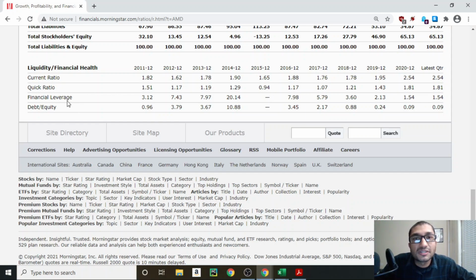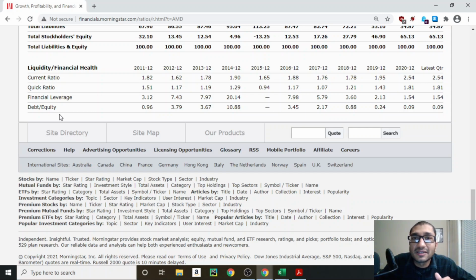The financial leverage is the ratio of the company's total assets to its shareholders' equity. A higher financial leverage ratio means that the company is financing more of its assets by using liabilities such as debt. Back in 2011, the company's financial leverage was at 3.12, and it grew all the way to 20.14 back in 2014. However, ever since 2016, the company's financial leverage has been decreasing, and for the year 2020, it's at 1.54.